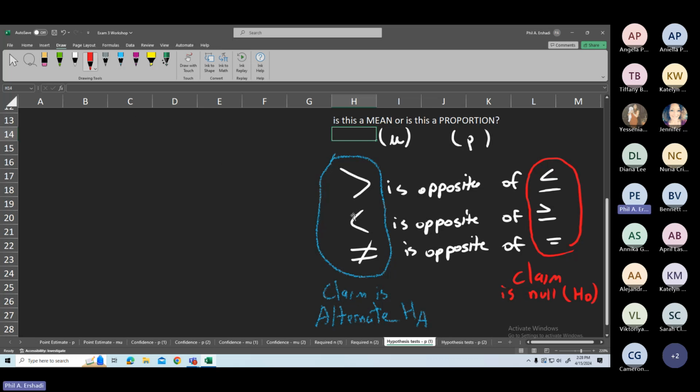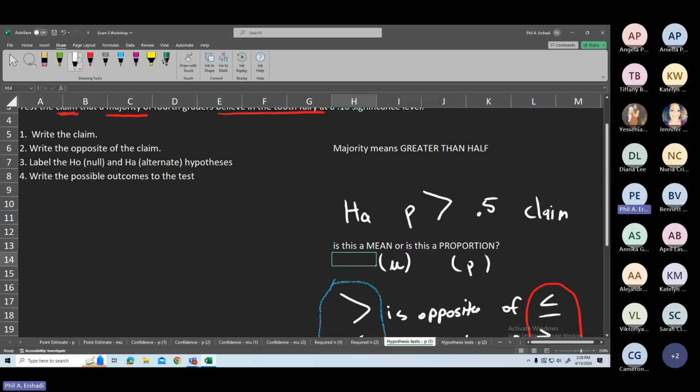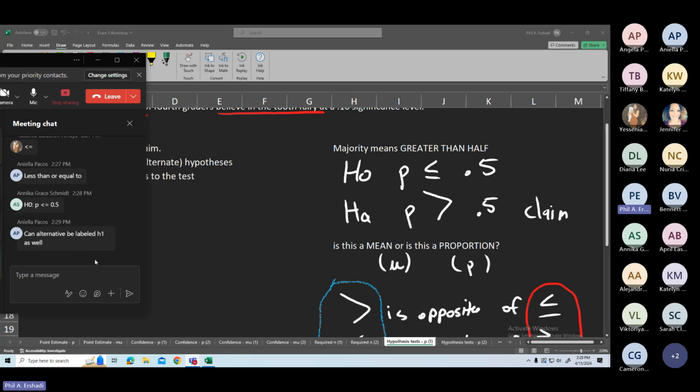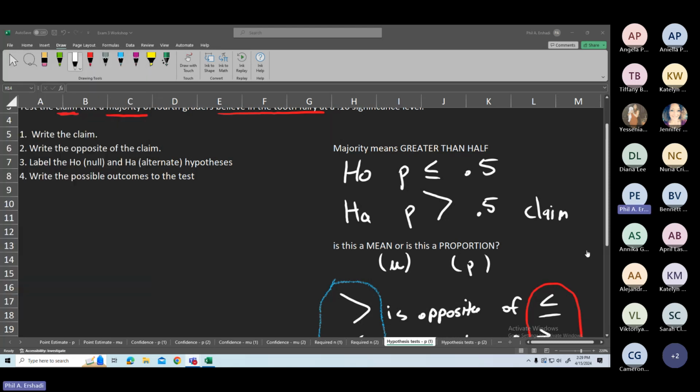So as we've just said, we had greater than, and so the opposite of that claim is less or equal. We're still going to say p, we're still going to say 0.5, and we're going to write that's null. And that's correct. You can say H1. That's the same thing. All right. So here is where we're going to dive a little deeper into this. Step number 4, we're going to write the possible outcomes to the test.